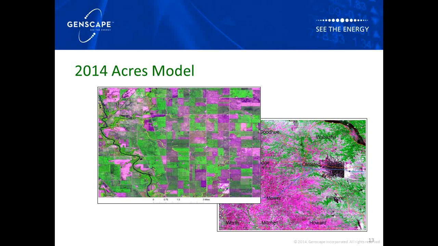The image to the lower right is a Landsat 8 image. That's 30-meter resolution. It's actually free through the U.S. Geological Survey, but it only passes every 16, 17 days, and there's some cloud cover limitations there, obviously.